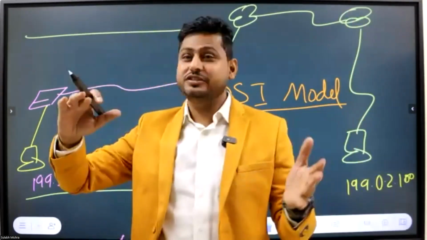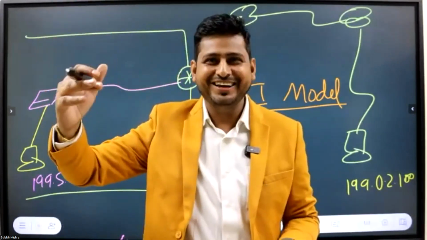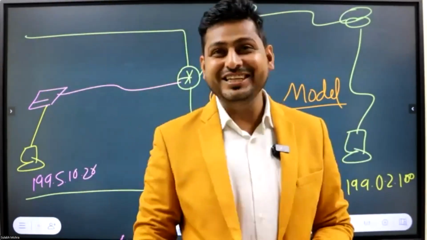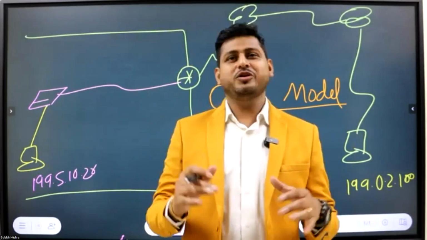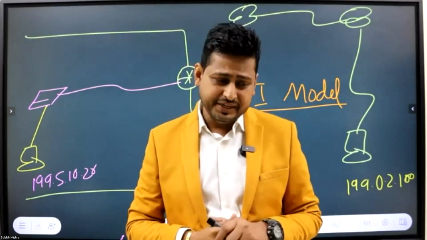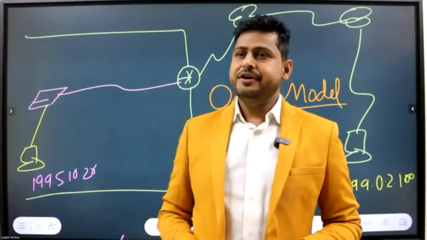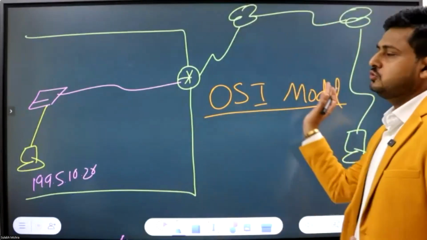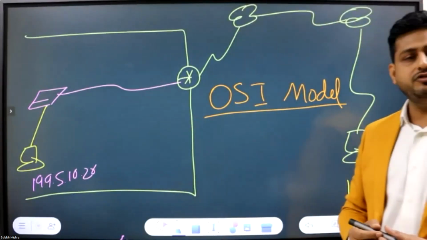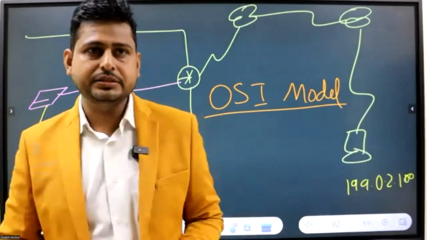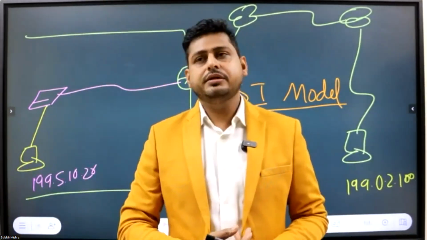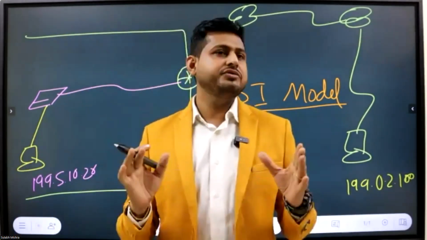In the USA there is no OSI model that we can see physically. It's on papers only. It's a reference model on paper, which defines how the communication happens from source to destination in the form of layers. The OSI model has been defined in the form of 7 layers.